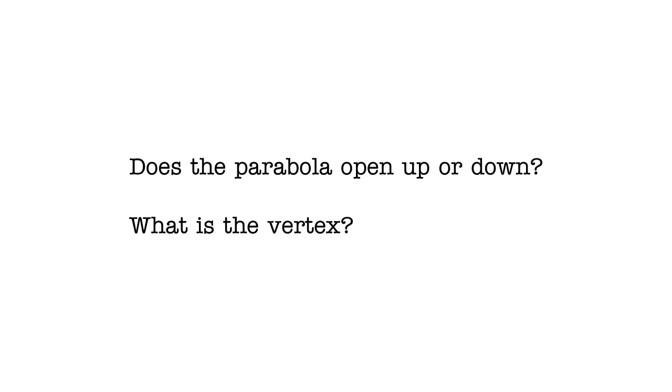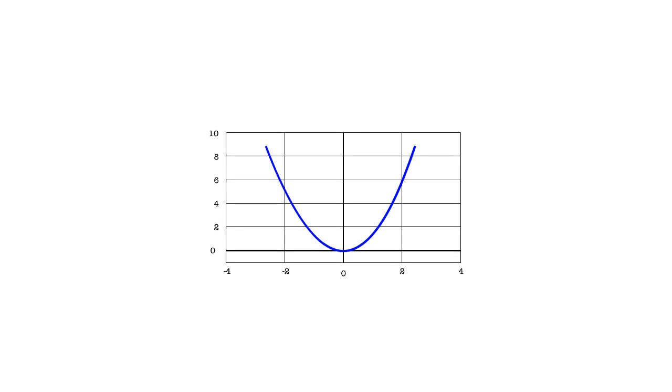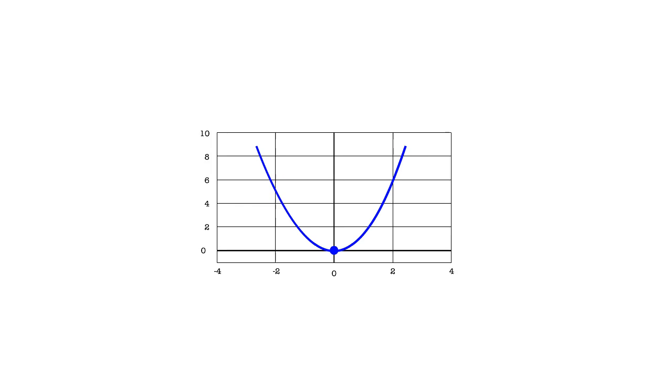First, we will define the vertex. The vertex of a parabola is the lowest point of the parabola if the parabola opens upwards, or the highest point of the parabola if the parabola opens downwards.